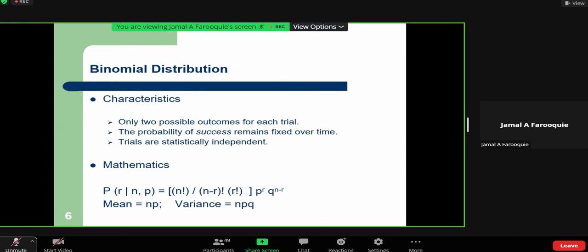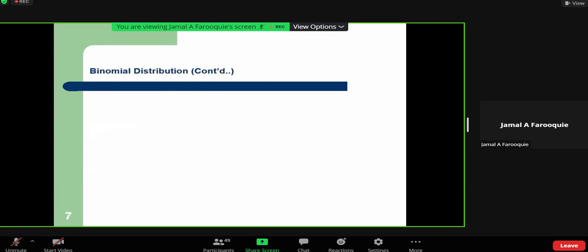Yes, because total probability is 1, right? And there are only two outcomes. So if p is 60%, then q is 40%. Mean of a binomial distribution is worked out as np and variance as npq. Now we can take up one or two numerical examples on binomial distribution.